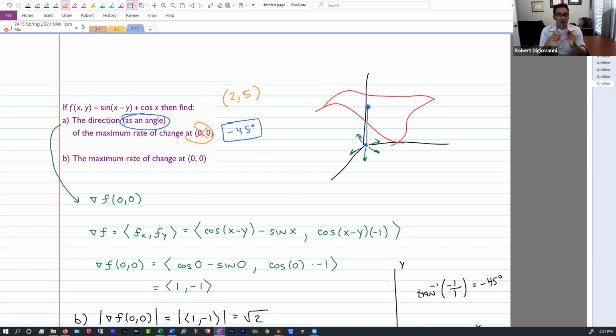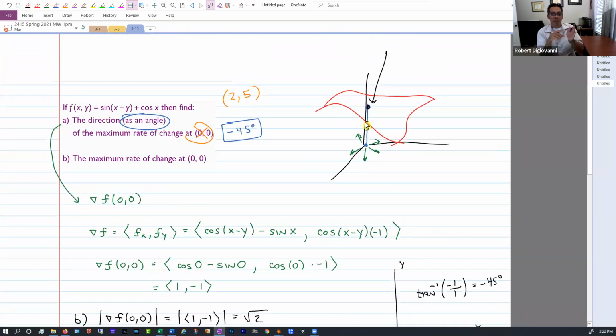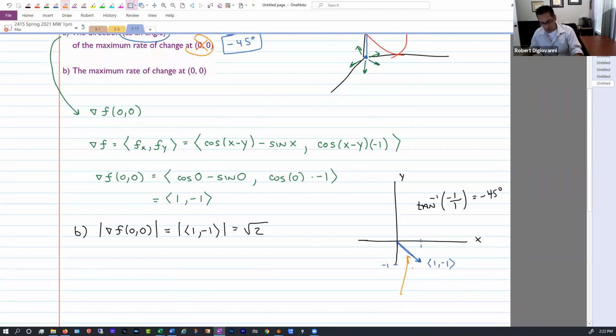Another way to understand this question is that if you were to take a ball and place it at this point right here, this direction, negative 45 degrees, would tell me which way that ball would be going uphill the steepest. But if I point in the opposite direction, that would be the steepest descent, wouldn't it? And that would be the direction the ball is going to go if I let it go.